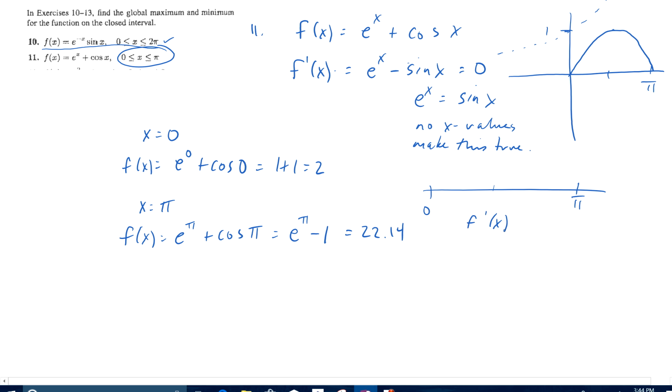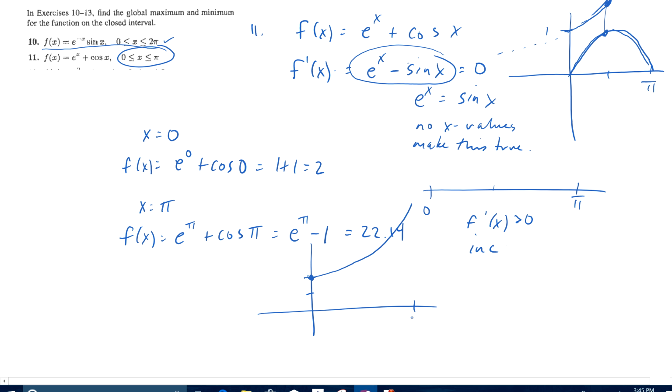So f prime of x, for all values from 0 to pi, I want to look at this here. Well, e to the x is positive, and the sine of x is positive, but the sine of x, if you look at this graph, is always below e to the x. So when I subtract, the point right below it, it's always going to be positive. So it's going to be increasing. So I know this graph starts at 0, 2 and is going to increase up to 22.14 at pi.